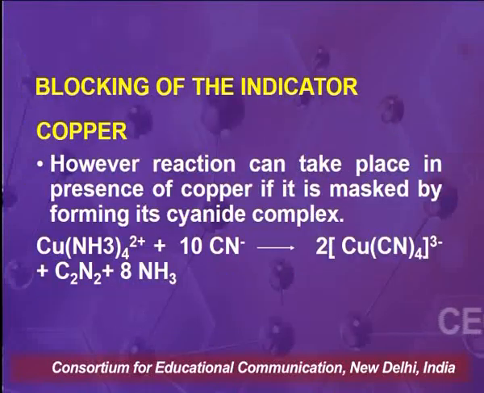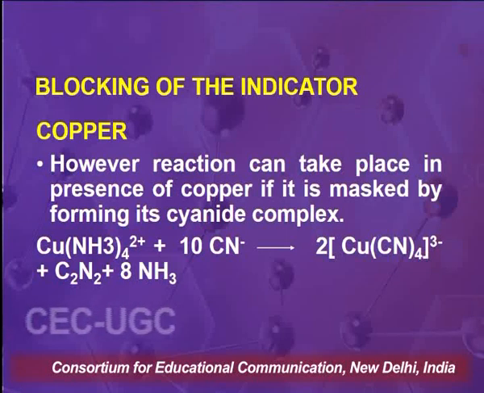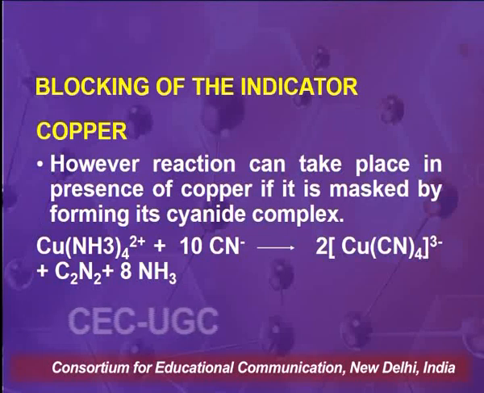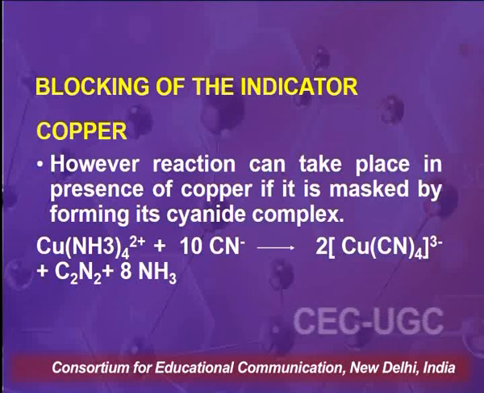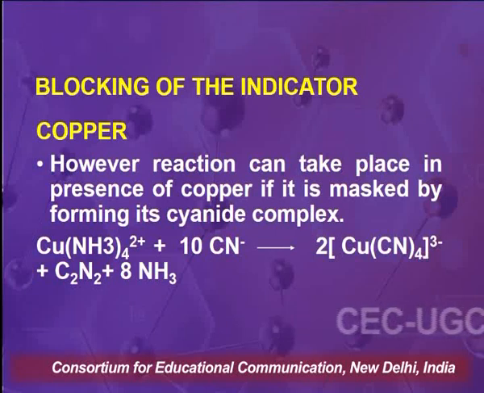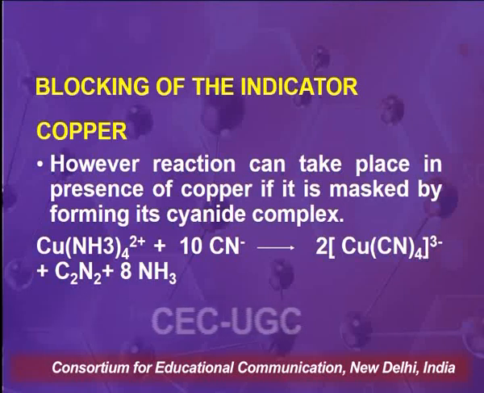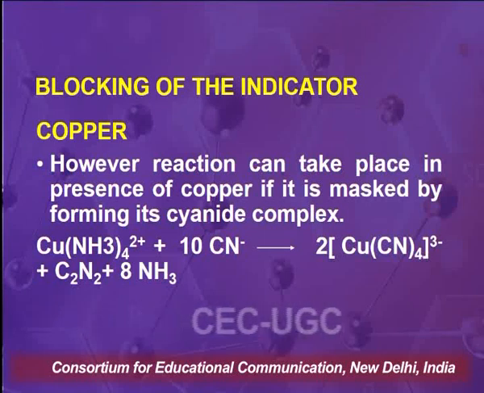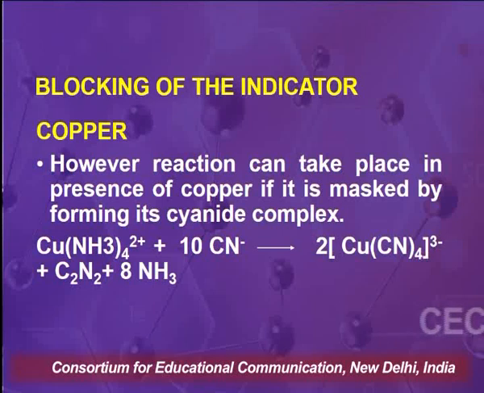However, the reaction can take place in the presence of copper if it is masked by forming its cyanide complex, as can be seen in the following reaction, where the tetraammine of copper reacts with a cyanide solution in the form of either potassium cyanide or sodium cyanide, and a copper cyanide complex is formed. Copper is now considered unreactive, complexed with cyanide, or masked in this manner, and will not interfere in the titration of any other metal if two metals are present together, that is, along with copper another metal is also present and has to be estimated.